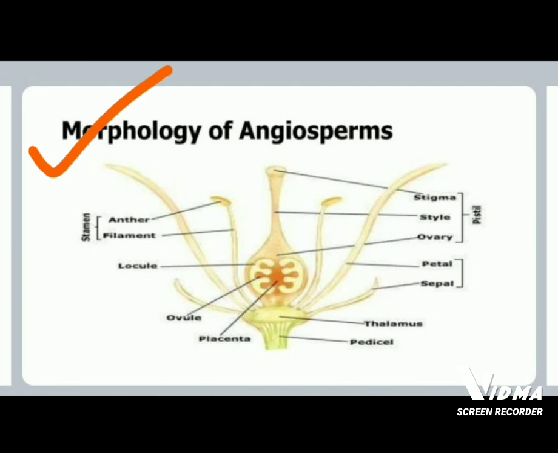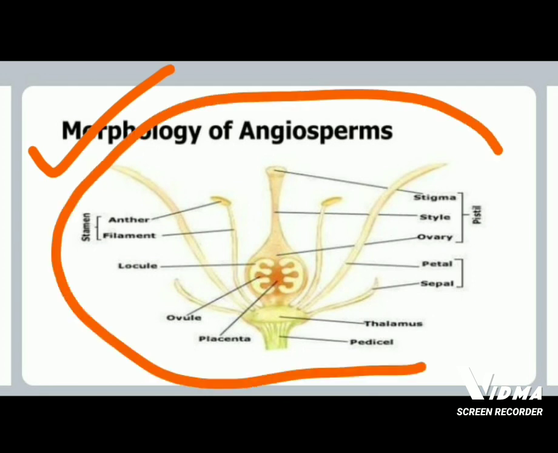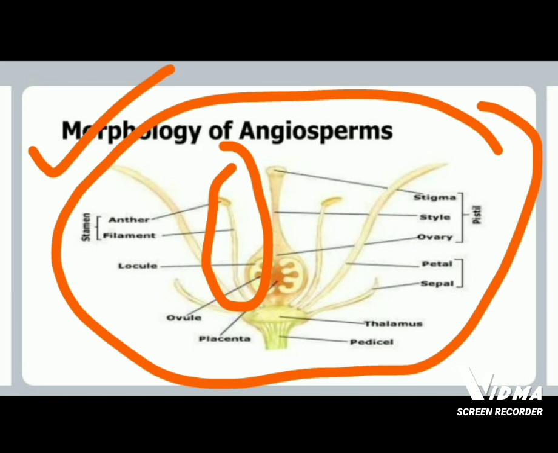Now we discuss the morphology of angiosperms. This is the structure of a flower, in which the sexual reproductive parts are present. So sexual reproduction in plants occurs due to the presence of the flower. In angiosperms, the stamens and carpels are present. These are the stamens. In this we can see that this is the anther and this is the filament.